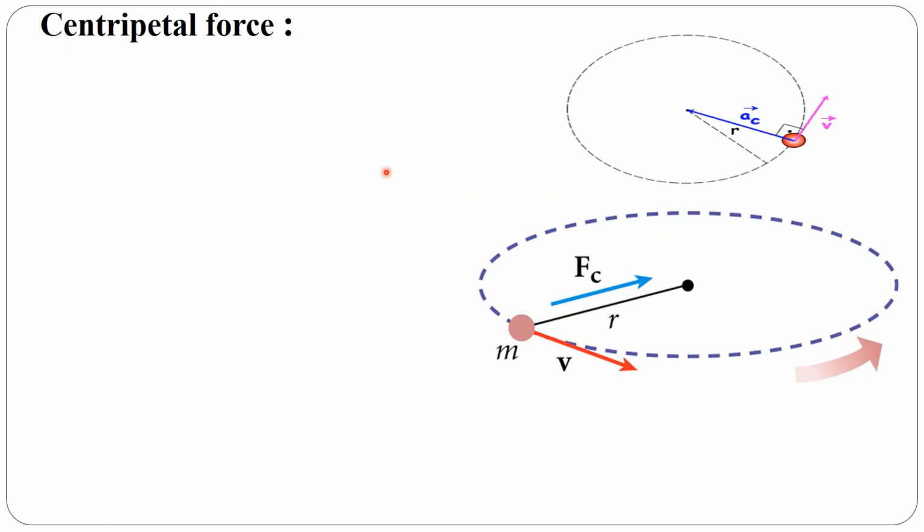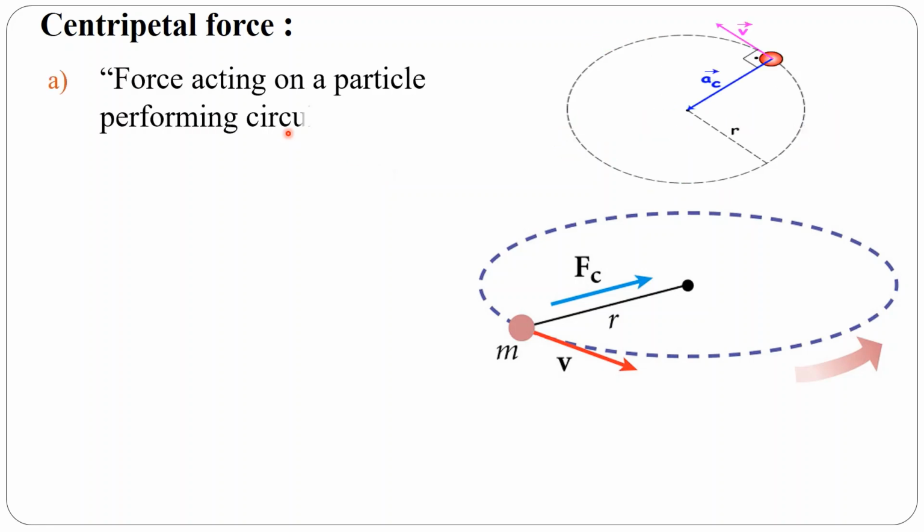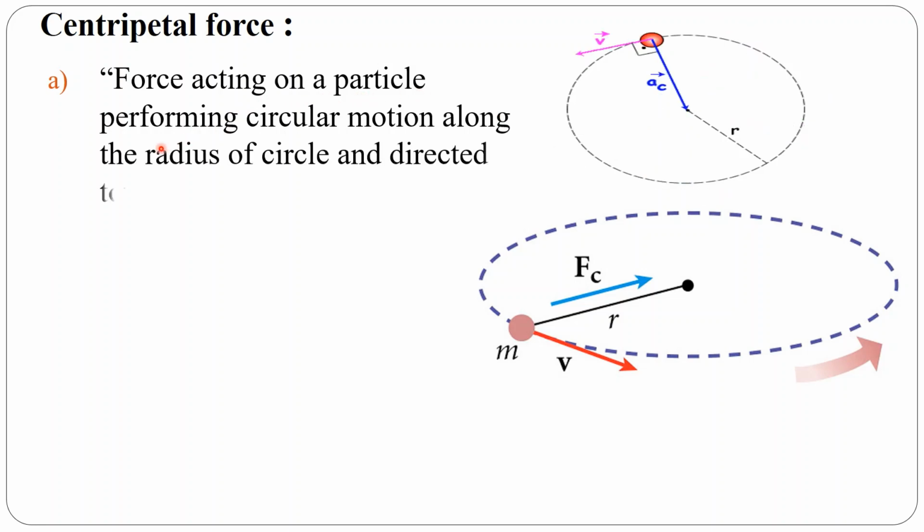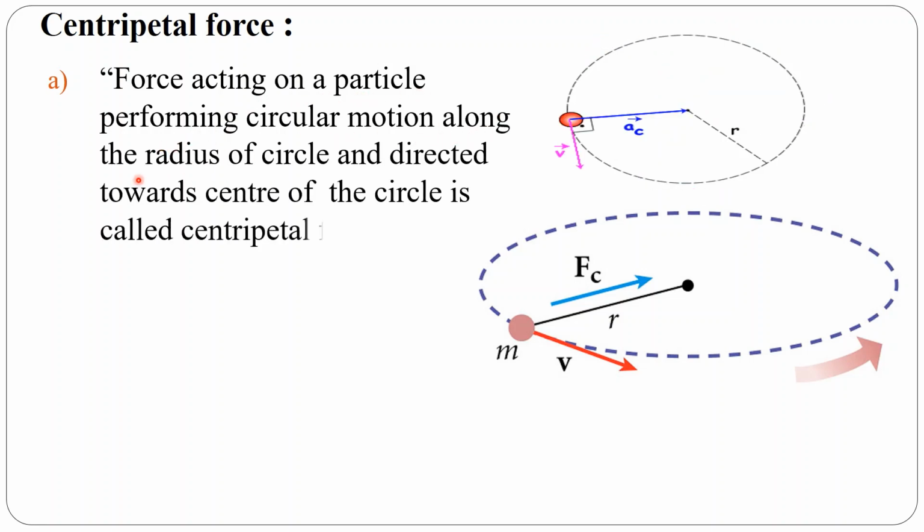So let's see the definition. A force acting on a particle performing circular motion, along the radius of the circle and directed toward the center of the circle, is called centripetal force. So centripetal force is nothing but that force acting along the radius of the circle and directed towards the center.